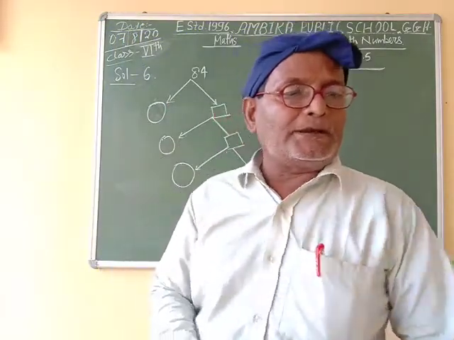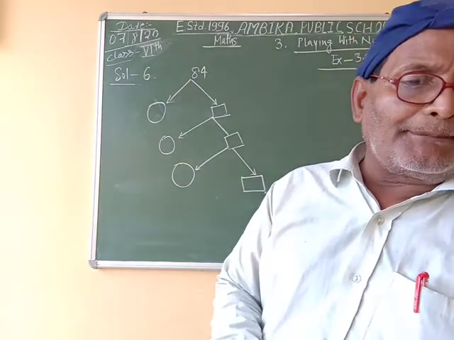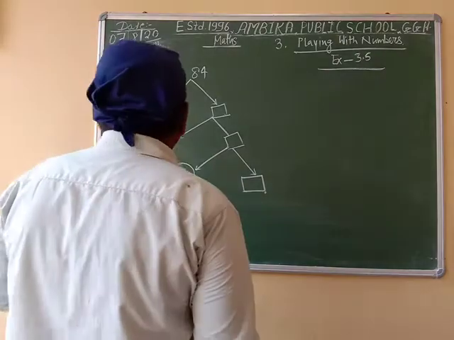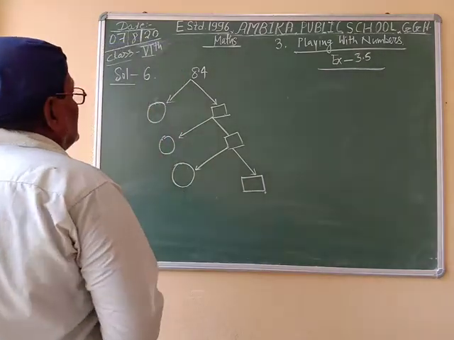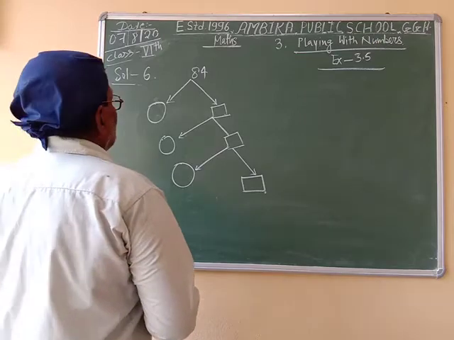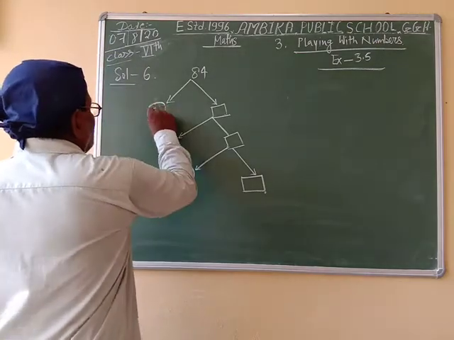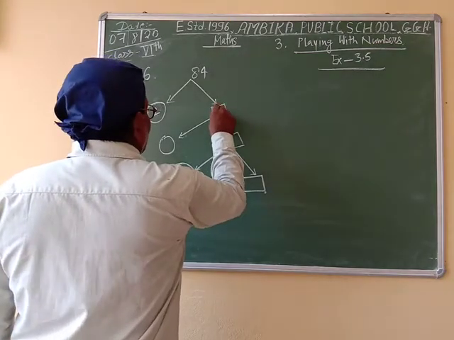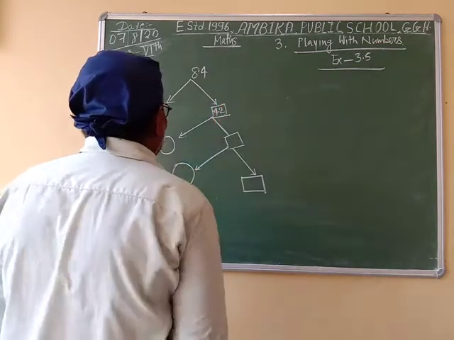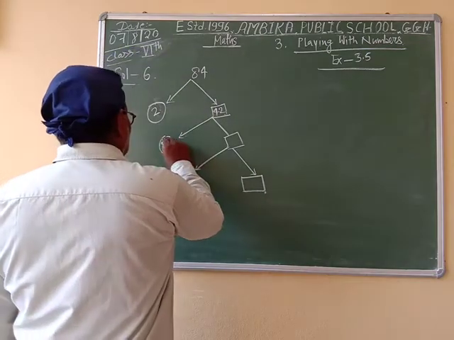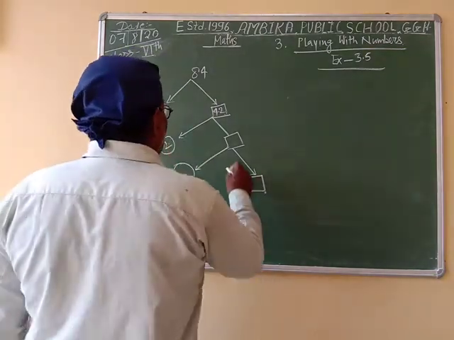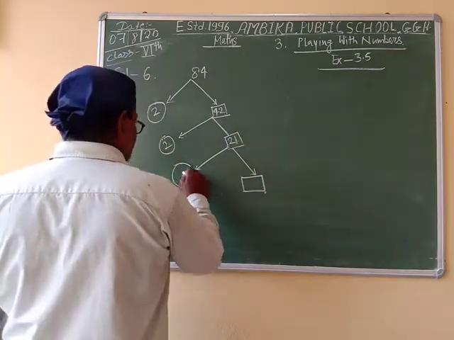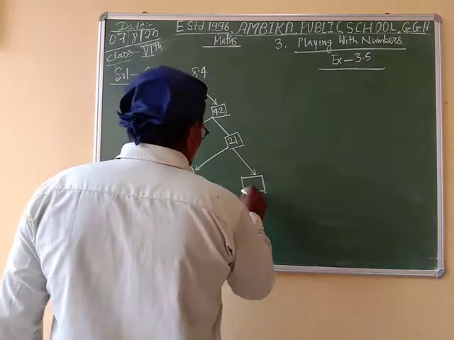Complete the following factor tree and write the prime factors of each number. Here the given number is 84. To complete the factor tree, first of all we divide 84 by 2. Dividing 84 by 2, we get 42 as quotient, and again dividing 42 by 2, we get quotient as 21. Also dividing 21 by 3, we get quotient 7.